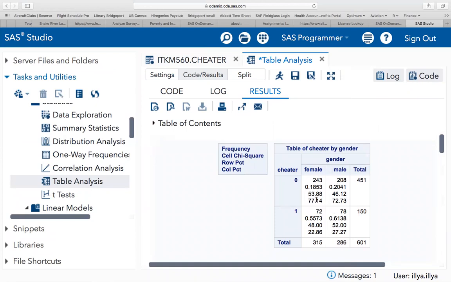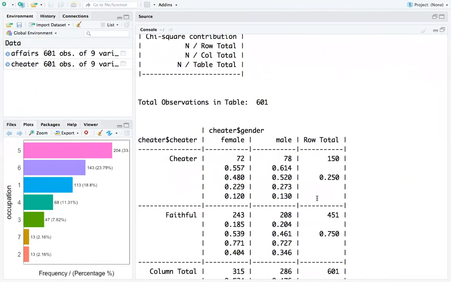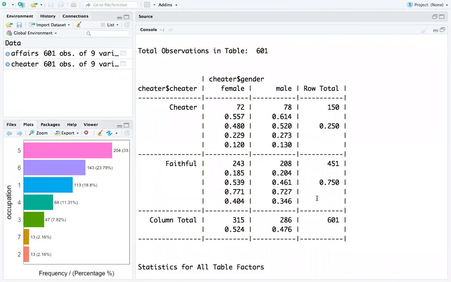Obviously this table looks a little bit nicer than the one produced in base R. However, the people that developed this package did it with the intention for it to look like the SAS version. It just looks right. It's easy to interpret, okay? The 22 versus 27%, it's all the same.